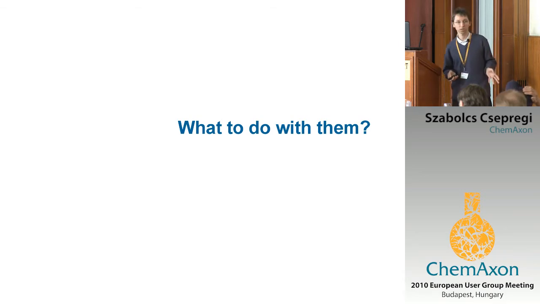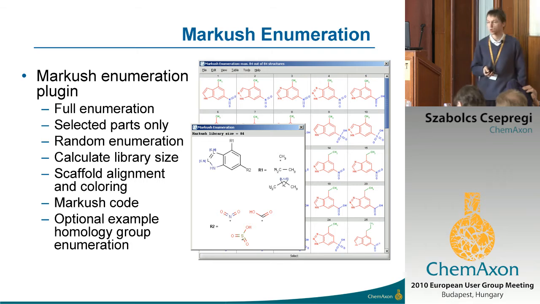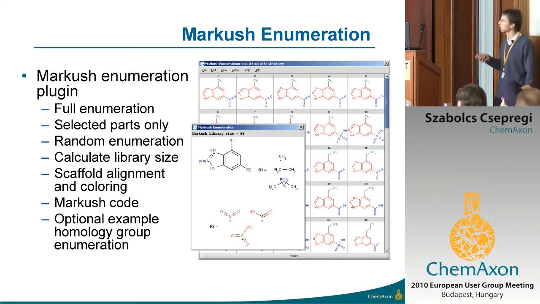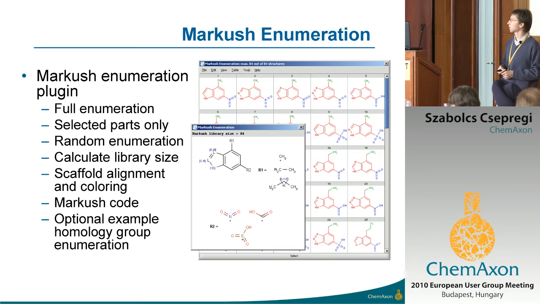Now we've got the Markush structures. What can we do with them? First of all, we have this Markush enumeration plugin, which is integrated into, for example, Marvin Sketch, but also into Instant JChem and the cartridge and so on. And with this enumeration tool, we can do full enumeration of Markush structures, or we can select special parts. And for very complex Markush structures, it's more viable to do a random enumeration to get a sampling of the vast chemical space described by the Markush structure.